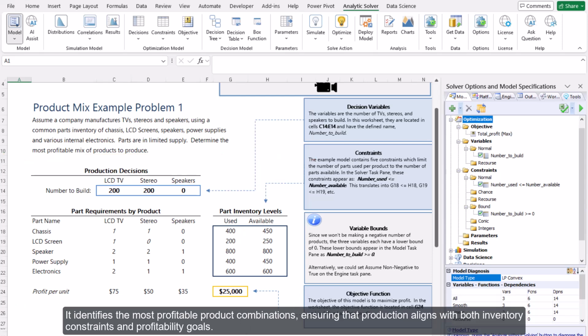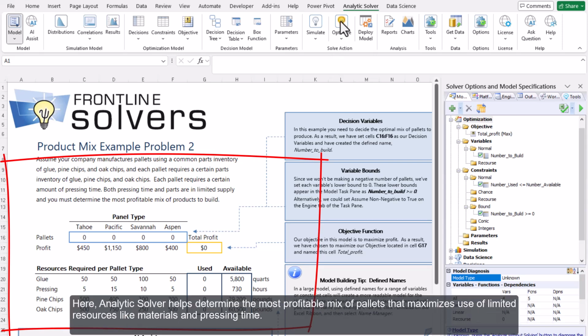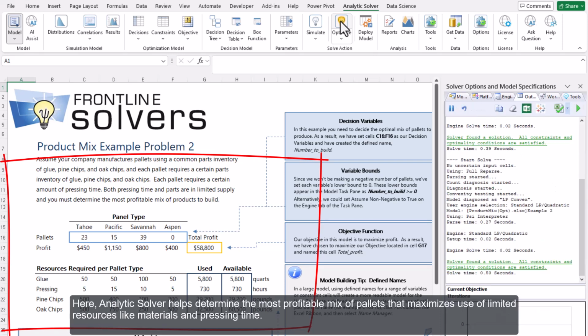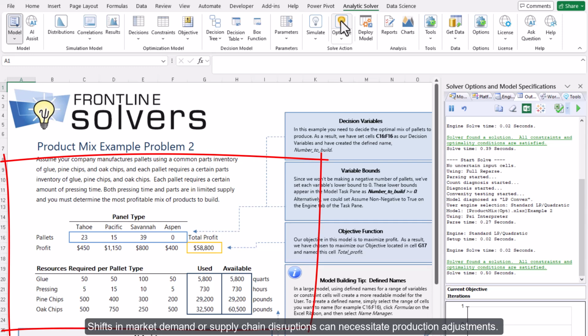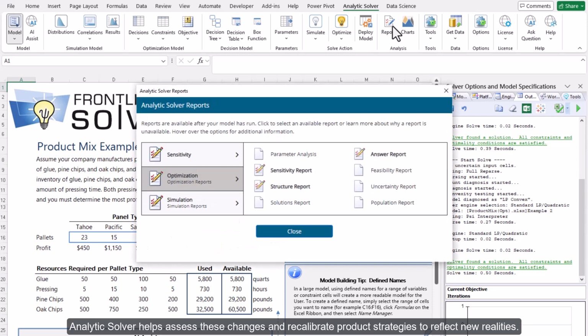Now, consider a company that manufactures pallets using a common parts inventory of glue, pine chips, and oak chips. Here, Analytic Solver helps determine the most profitable mix of pallets that maximizes use of limited resources like materials and pressing time. Shifts in market demand or supply chain disruptions can necessitate production adjustments. Analytic Solver helps assess these changes and recalibrate product strategies to reflect new realities.